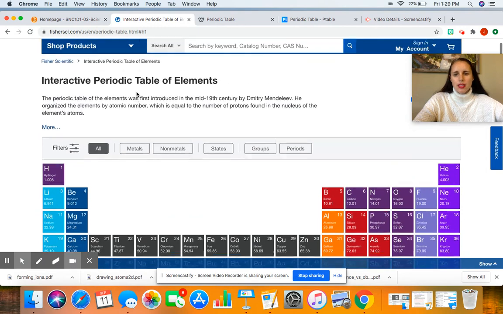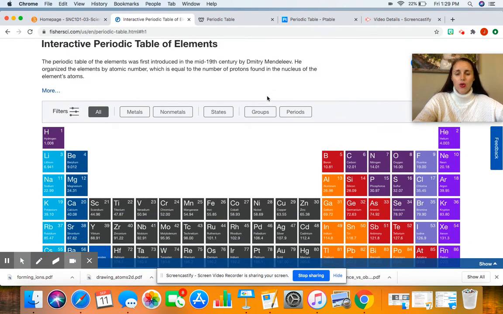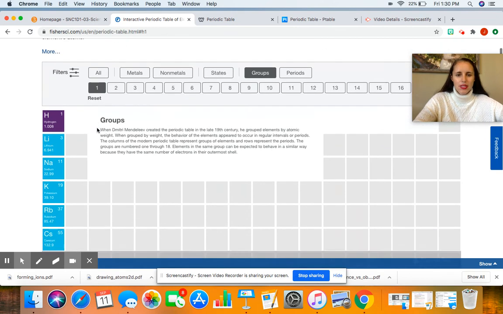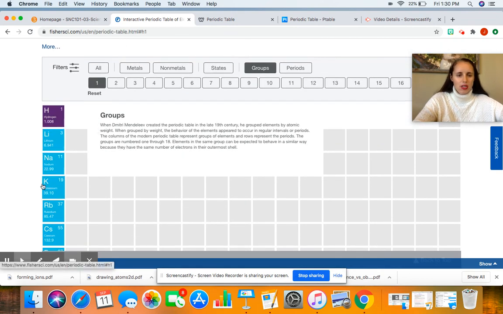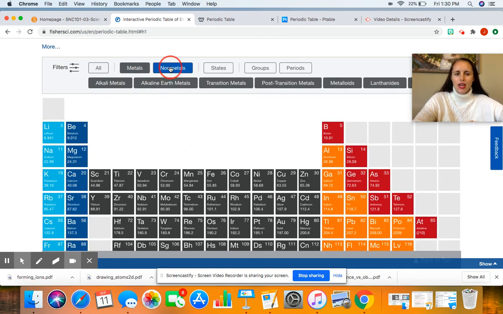But what else is nice about this periodic table is you can actually sort by different categories. So if you want to look at groups, you can look at all group 1 elements, and it tells you a little bit about it as well too. So you go through all your group 1 elements, those are those alkali metals, so it allows you to focus on just groups. What also is really neat is it allows you to focus on metals and nonmetals.